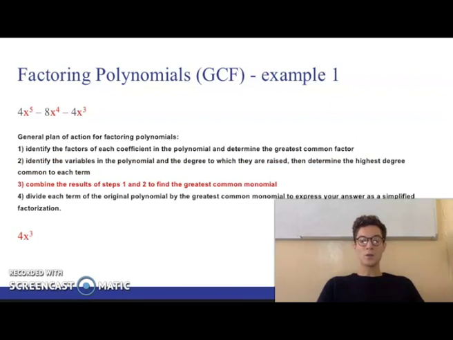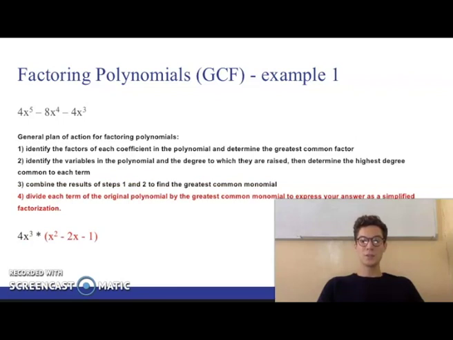Combining the results of steps 1 and 2, we can see that the greatest common monomial for all the terms of the polynomial is 4x cubed. If you recall, this method of factoring involves the distributive property. So when we determine the greatest common monomial, we are actually finding the term that we're going to distribute over the factor expression.